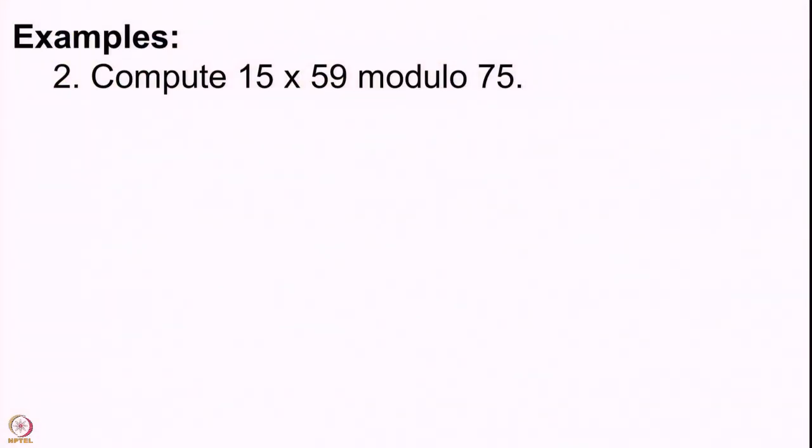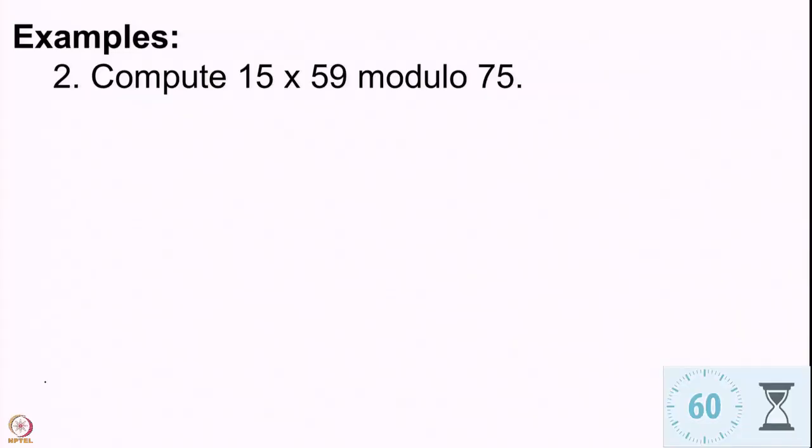Second problem is slightly difficult. It says compute 15 into 59 modulo 75. So, now earlier we had the arithmetic modulo 5, we had only 5 numbers 0, 1, 2, 3, 4, and we wanted to take square of one of those and again get the answer to be equal to one of those. Here we have 75 elements. So, here we have to be slightly careful about taking this product. Do not use calculator, calculator is not going to be needed for this computation. So, your minute starts again at this moment.